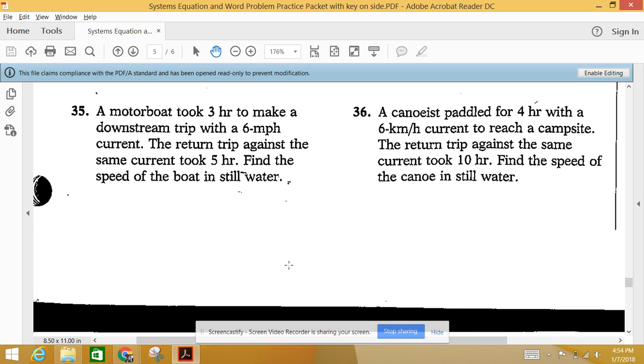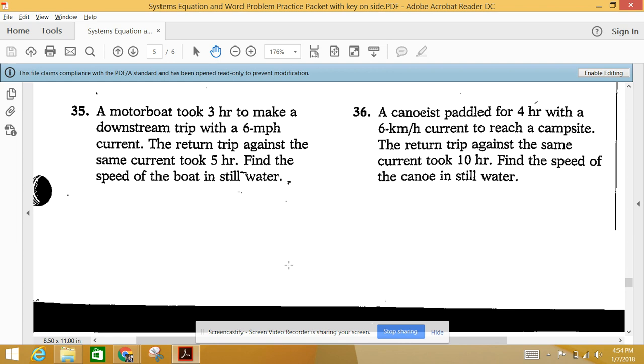I'm going to ask you to read these two problems and see if you can do some setup before I go through them. So number 35, a motorboat took 3 hours to make a downstream trip with a 6 mile per hour current. The return trip against the same current took 5 hours. Find the speed of the boat in still water. That last statement is telling you what the problem is asking you to figure out.